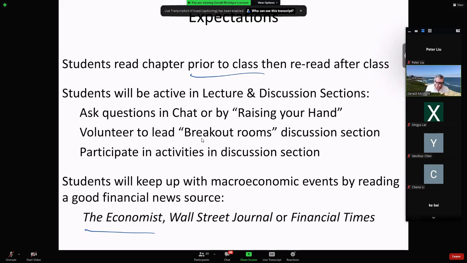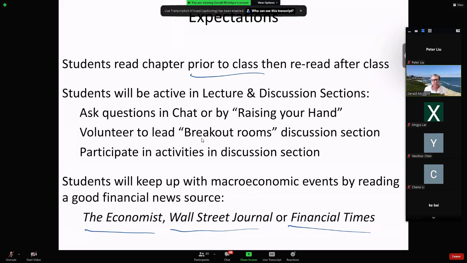The Wall Street Journal, published here in New York City, is a business daily. And the Financial Times, which is a London newspaper. If you know about the Financial Times, it's a pink newspaper, printed on pink paper, and is an excellent source of business and macroeconomic news. Most newspapers and other news sources, online news sources, are not a good source of macroeconomic news.